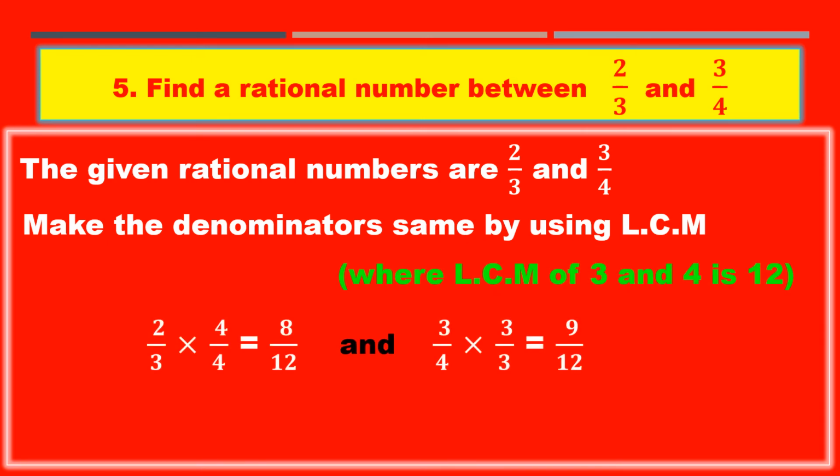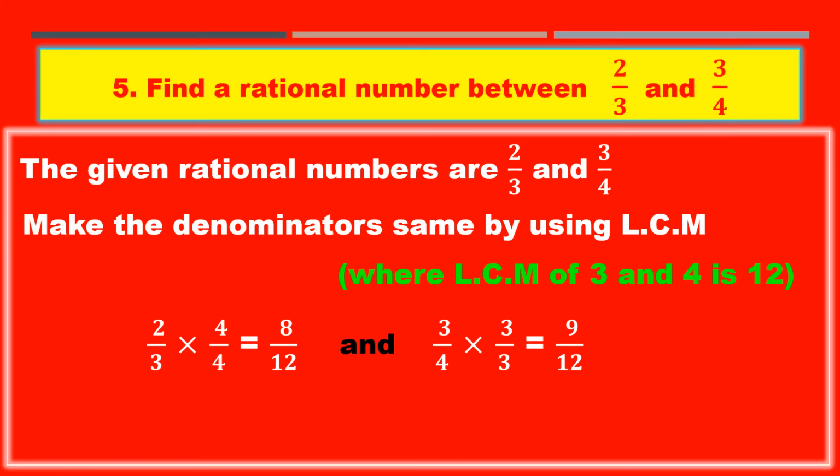So for 12, here 2 by 3 is there. For 3, what is multiplied to get 12? 4. So the numerator and denominator should be multiplied by 4. So 2 fours are 8 and 3 fours are 12. Now here it is 3 by 4. To get 12, you should take 3, because 4 into 3 is 12. So multiply the numerator and denominator by 3.